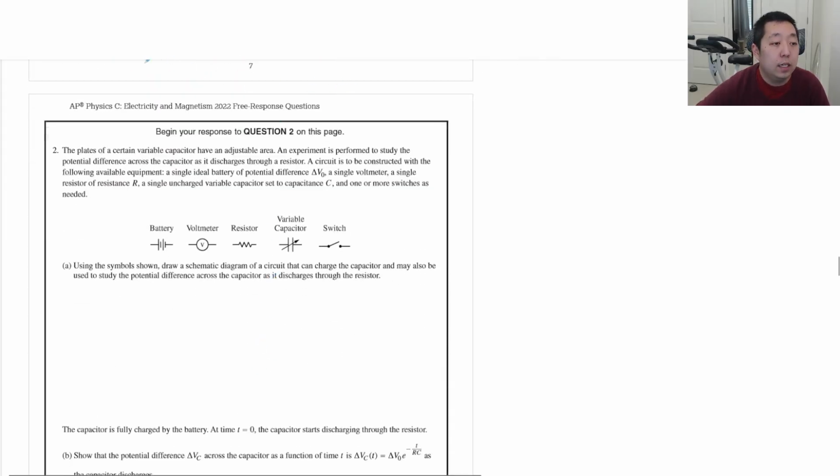All right, second one. Plates of a certain variable capacitor of adjustable area. An experiment was performed to study the potential difference across the capacitor as it discharges through a resistor. Circuits are to be constructed with the following available equipment: a single ideal battery of potential difference delta V0, a single voltmeter, a single resistor of resistance R, a single uncharged variable capacitor set to capacitance C, and one or more switches as needed. Use the symbols to draw a schematic diagram of a circuit that can charge a capacitor and may also be used to study the potential difference across the capacitor as it discharges through the resistor.